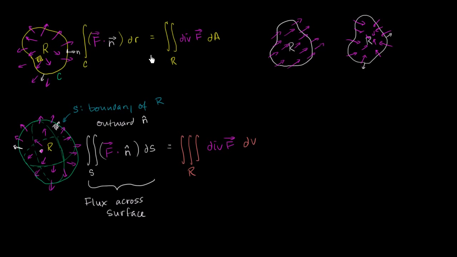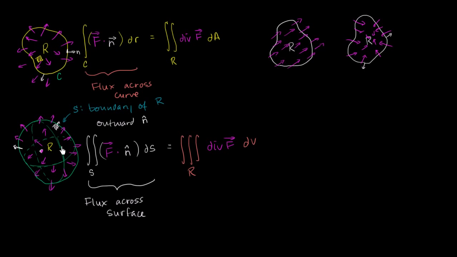So it's completely analogous to what we did here. Here we had a flux across the line. We had essentially a 2-dimensional region, with a 1-dimensional boundary. So flux across the curve. And here we have the flux across the surface. Here we were summing the divergence in the region. Here we're summing it in the volume. But it's the exact same logic.